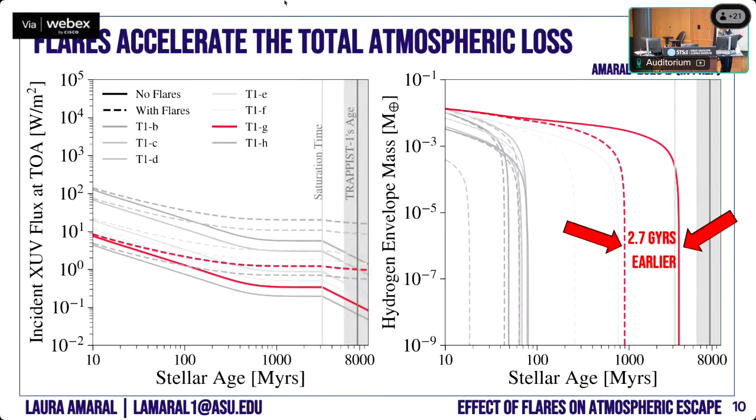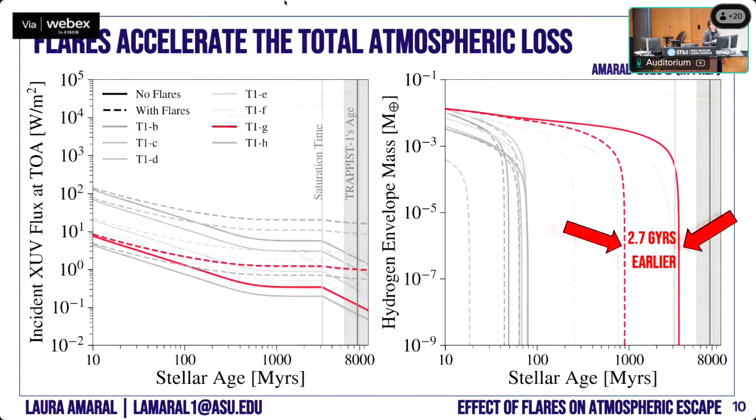that is in the habitable zone or a little bit farther, they have more gravity, and what happens is they can keep the atmosphere for longer, but if you add the extra XUV from flares, you're actually accelerating the process of total atmospheric loss by about 2.5 billion years. So basically, that's when flares are going to matter for the evolution of the system.